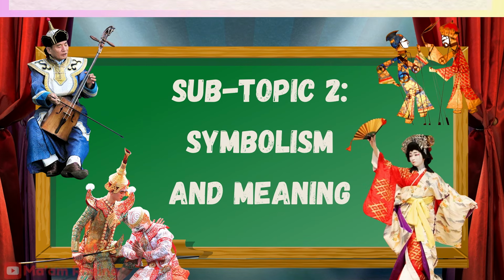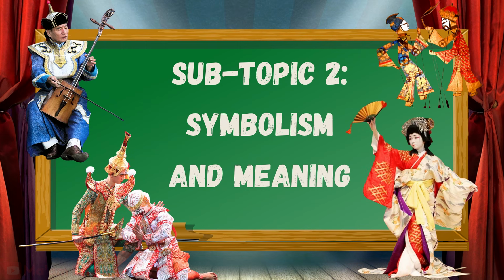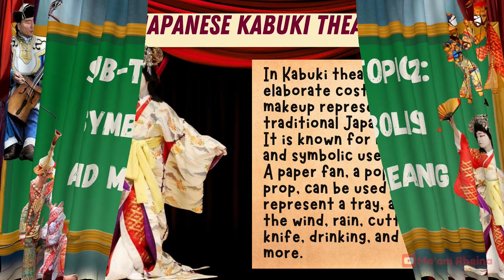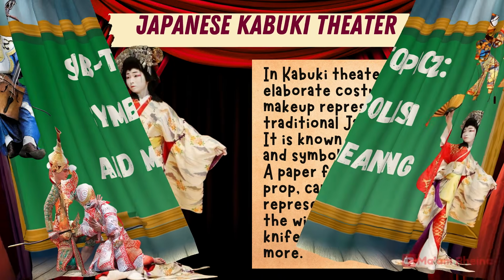Now let's move on to our second subtopic, Symbolism and Meaning. Symbolism is when objects, actions, or characters represent something deeper than what they appear to be. Let's see how symbolism is used in different Asian folk arts.